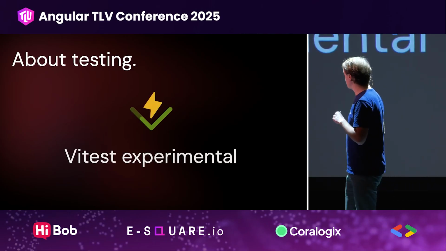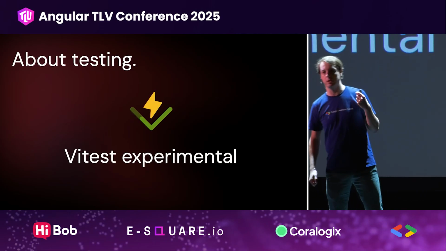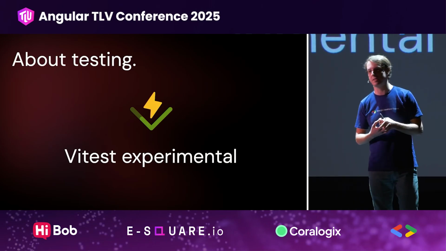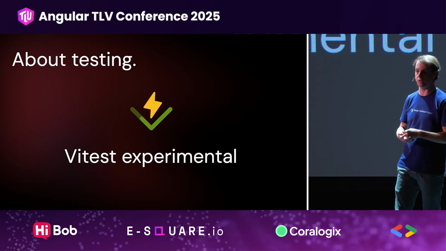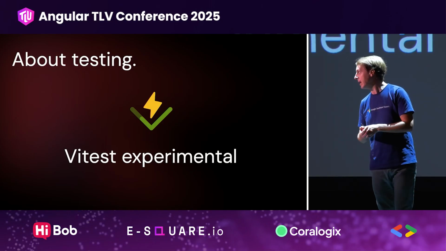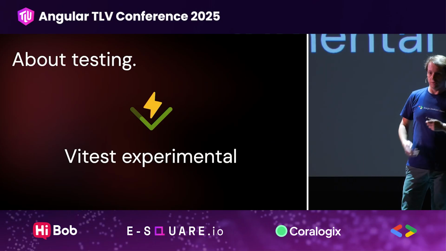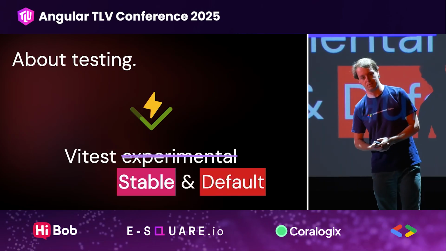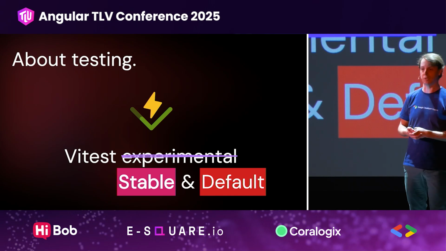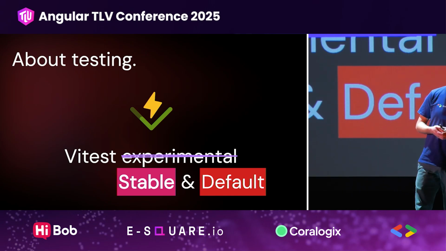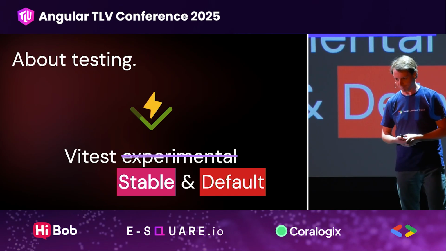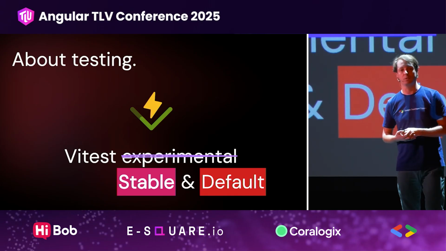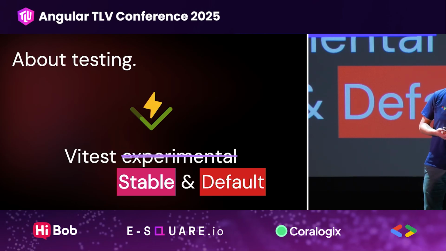About testing, you've probably heard that in V20 we introduced an experimental support for Vitest, the new test runner and testing library. And with V21, we're going to make it stable and also the default for any new project. So starting with V21, we recommend using Vitest instead of Karma and Jasmine. This is only talking about the official support by the Angular CLI. You can have other supports by other builders, of course.